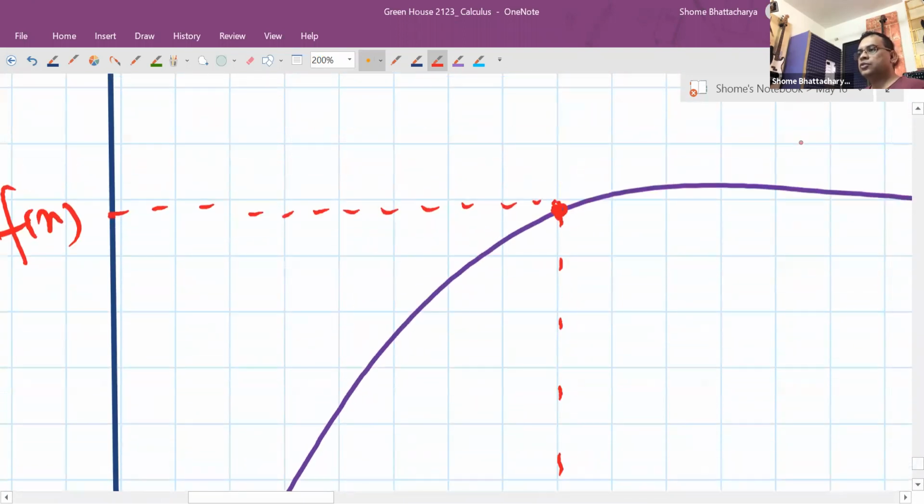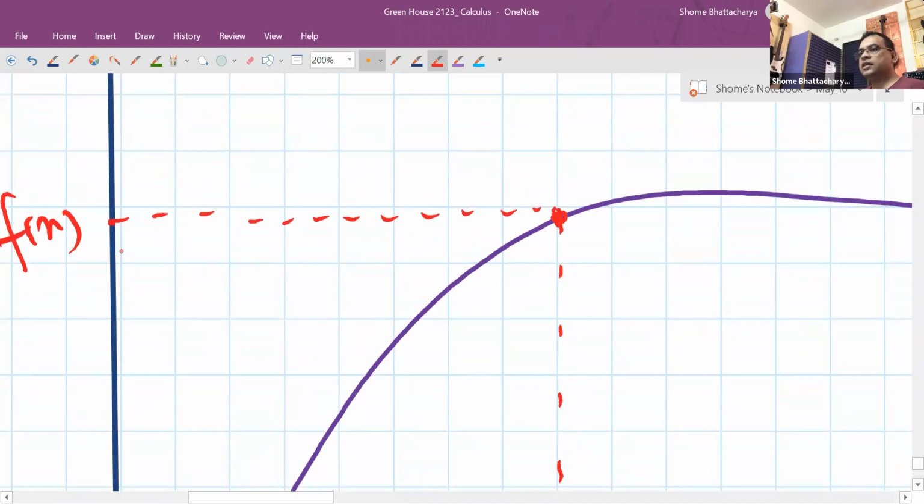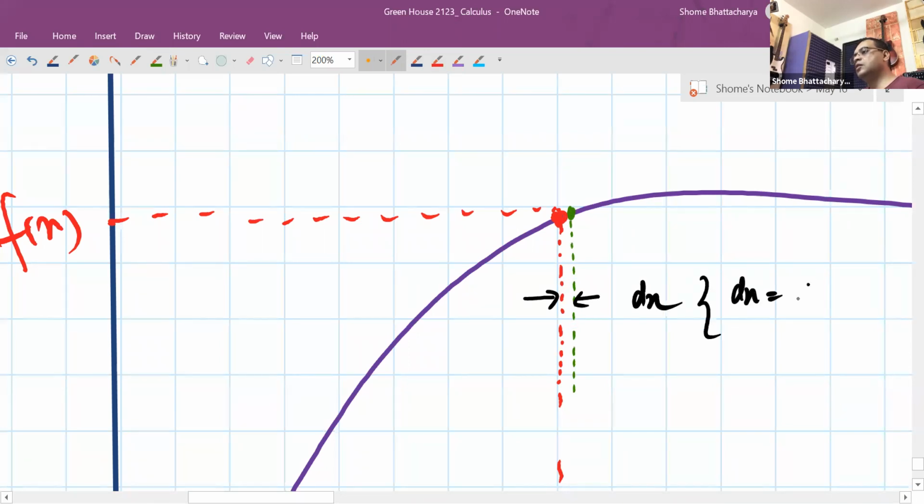So this point has an x coordinate of x and a y coordinate of f(x). What would be the point which is x plus delta x, but with delta x tending to 0? It would be this point. So this interval between this and this, in my new language of calculus, is no longer a delta x, it is a dx, where dx is equal to the limit of delta x tending to 0.